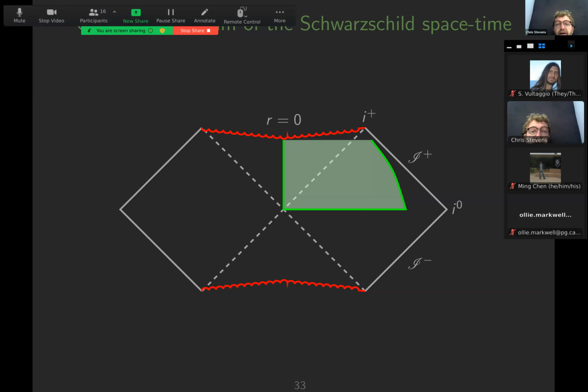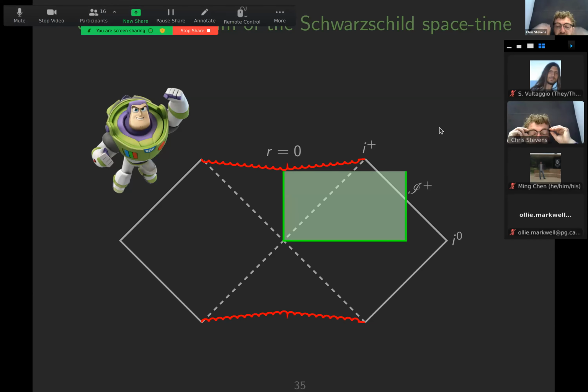What we do is we can go right through, because this is a sub-manifold of the conformal manifold. So we can go right through, we can obtain Scri+ in our computational domain, and we can go to infinity and beyond.